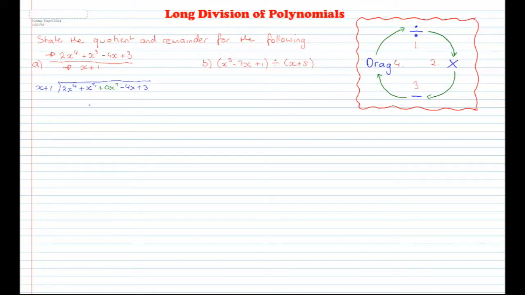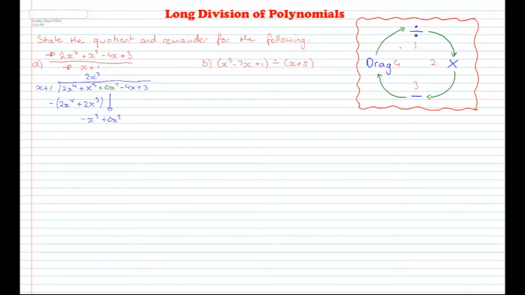Now the very first step, of course, is divide. So 2x to the power of 4 divided by x is going to be 2x cubed. Once I've divided, I multiply. So 2x cubed multiplied by x is equal to 2x to the power of 4, and 2x cubed multiplied by 1 gives me plus 2x cubed. The third step is to subtract, so I subtract the whole lot. That, of course, gets me 0, which is what we're looking for. x cubed minus 2x cubed is equal to negative x cubed. So I've subtracted, and now I drag down the 0x squared.